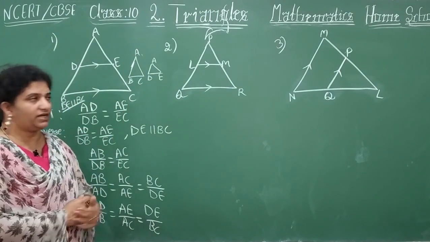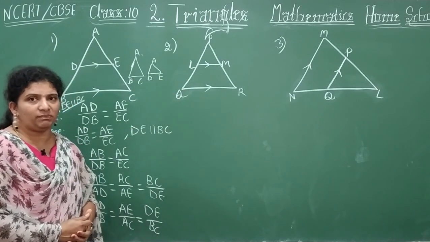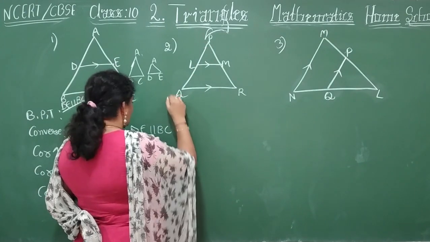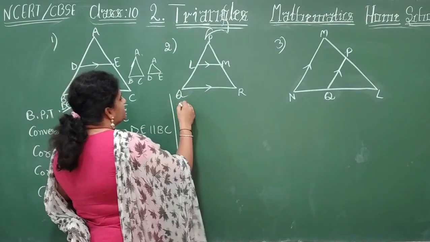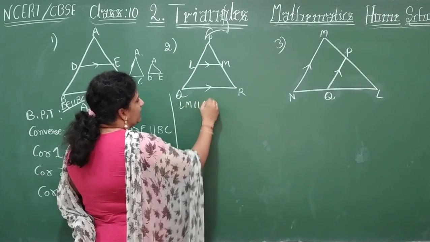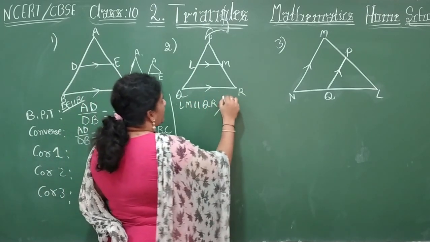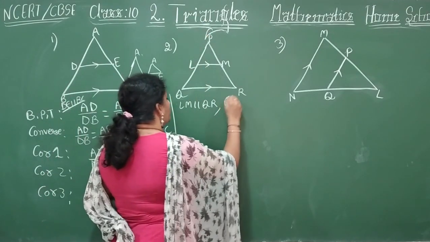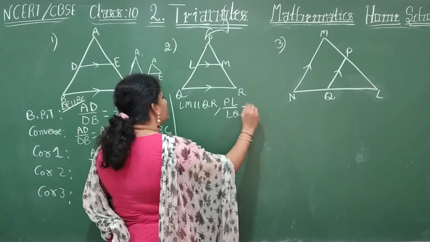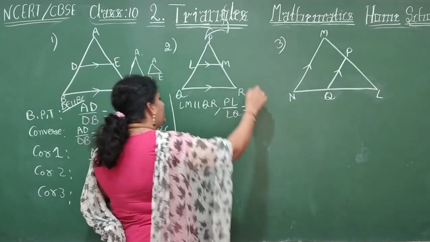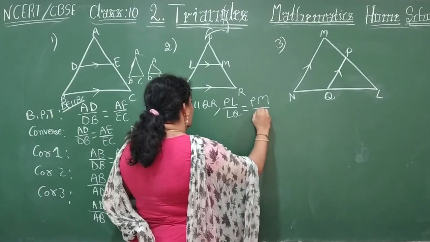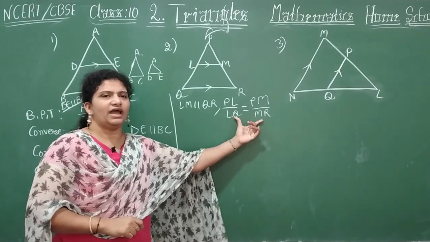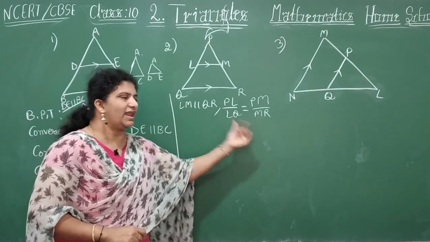What's your first step, children? Parallel given, apply BPT. Where is the BPT here? How can you apply for this? So let's draw a line. First, if LM is parallel to QR, then what can you say? BPT you have to say, children. PL by LQ is equal to PM by MR. So here the converse is just the reverse, children. Write this ratio first, and this parallel this side.